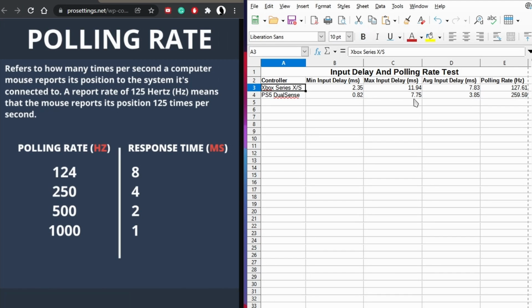So for the Xbox, we got a polling rate of 127, which is kind of close to 124, right? And I have an input delay of about 7.8, so that's very close to 8 milliseconds. And for the DualSense, we got about a 260, so the closest is 250, and it's telling us that we should have a response time of 4 milliseconds. And check this out, it's about 4 milliseconds of input delay. So this chart here is spot on.